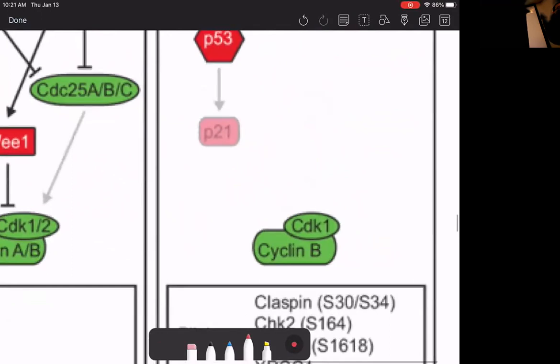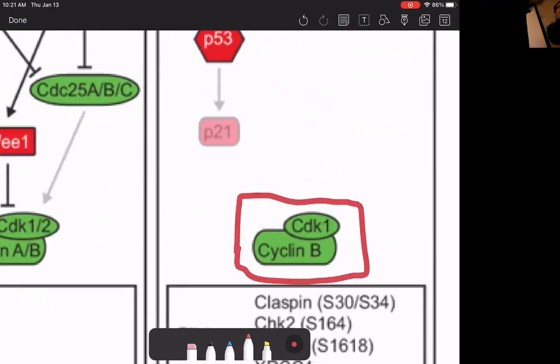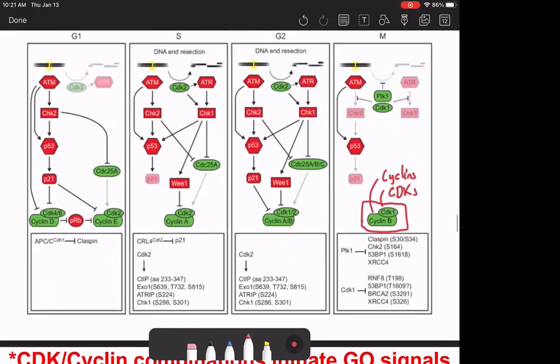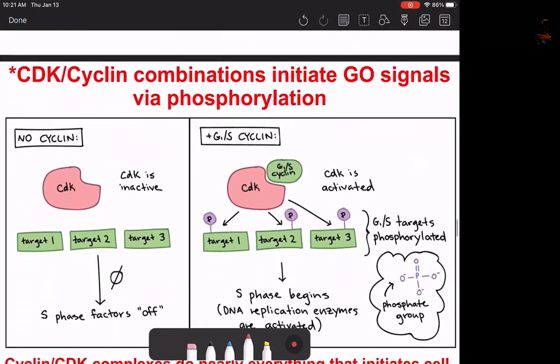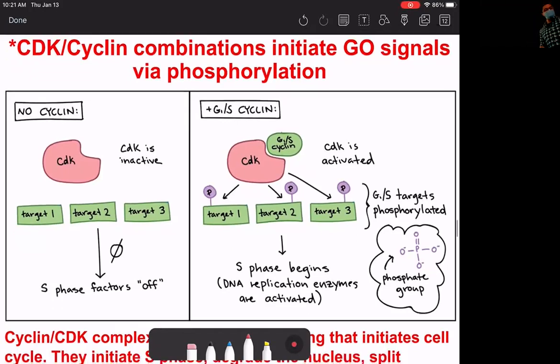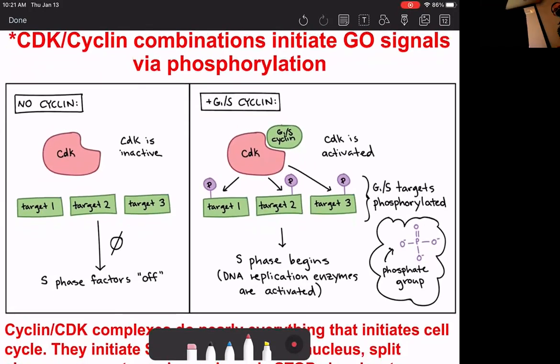Okay. Your typical go signal is something called these, though. These cyclins and CDKs. And these are just down here. So again, I'm going to blue text phosphorylation a little bit in there. It's good to know why they're doing this, but it's not what I'm testing on. I'm testing on what does a go signal do.